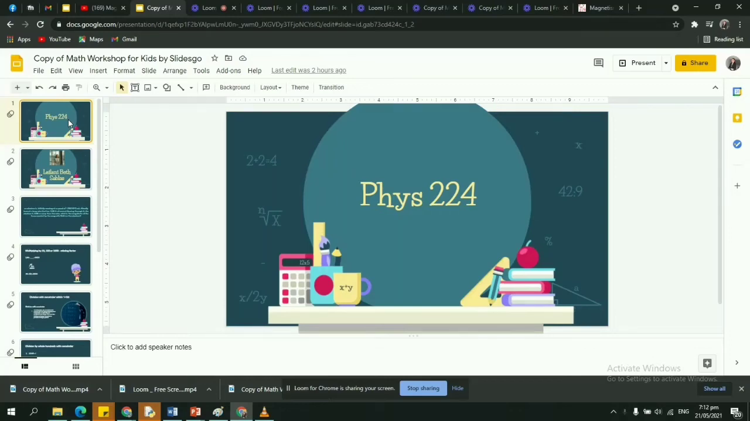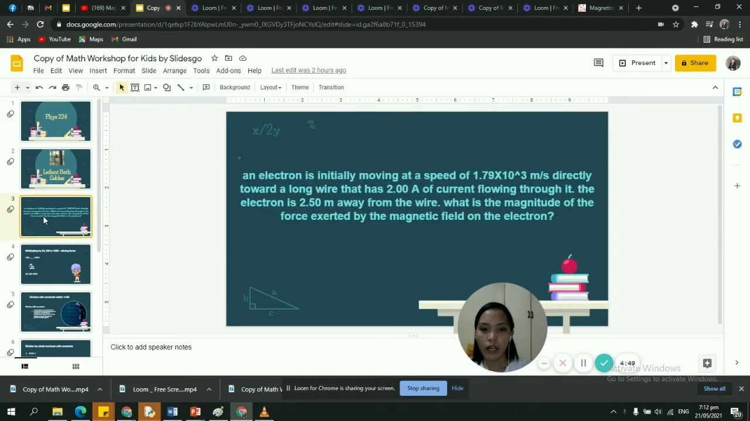Today I'm going to discuss a problem on electromagnetism. So this is my problem. Before I discuss this, let's just read the problem.